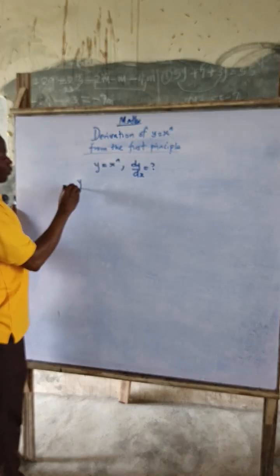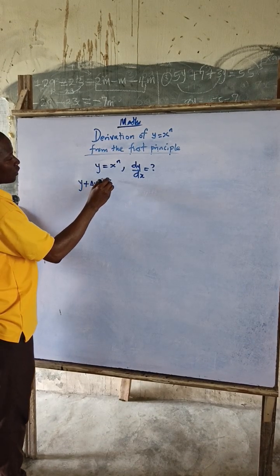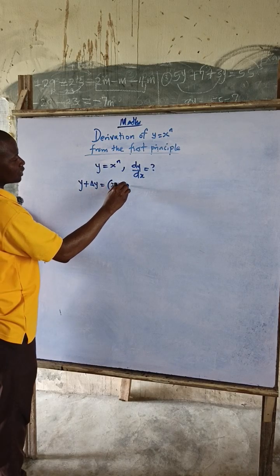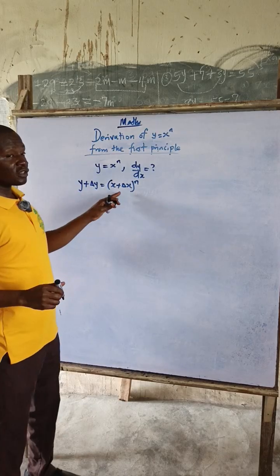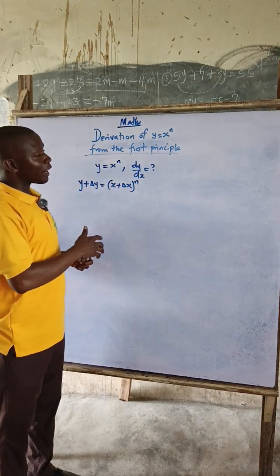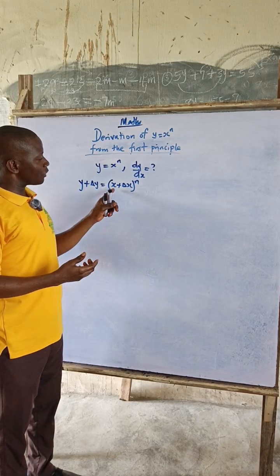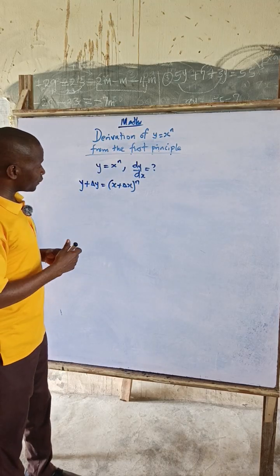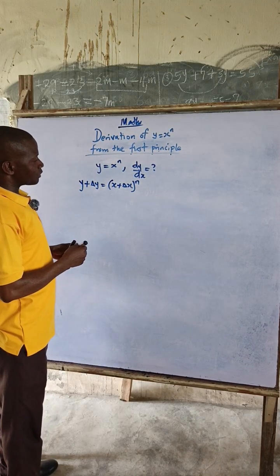So we are going to write y, then we add a little change in y to it. On the right hand side too, we do the same thing: x plus a little change in x, everything raised to power n. Then from the previous video, you've learned how to expand using the binomial theorem. We have to expand this using the binomial expansion theorem. I made a video on how this can be expanded.